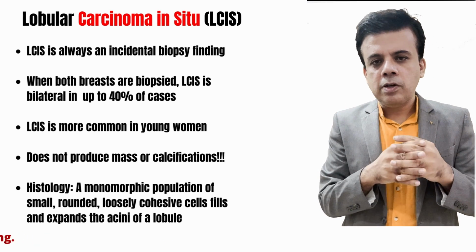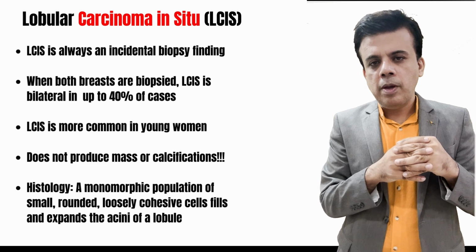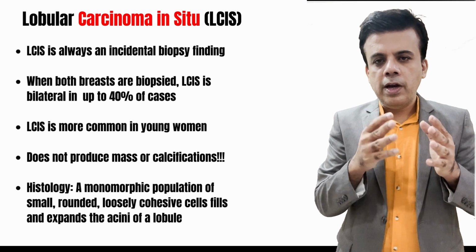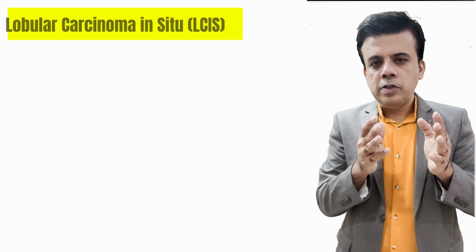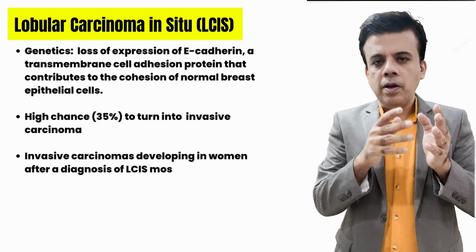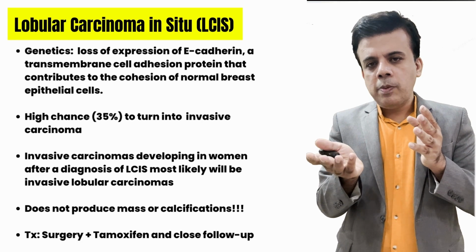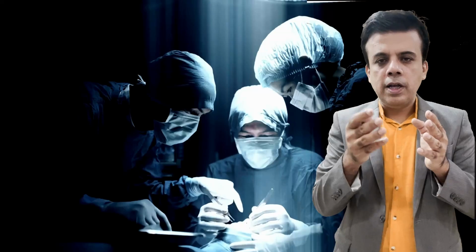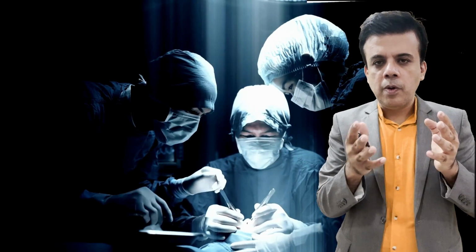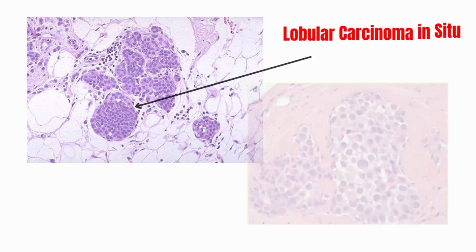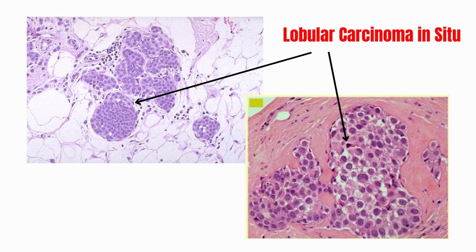Many other variants of invasive lobular carcinoma may be there, that is solid variant, signet ring cell variant, alveolar variant. Lobular carcinoma in situ has to be treated with observation if it is an incidental finding, and if core biopsy is done and there is atypia, it has to be proceeded with surgery and hormonal therapy. E-cadherin loss is seen in both lobular carcinoma in situ and invasive lobular carcinoma.